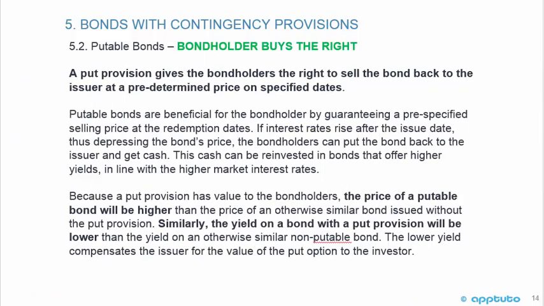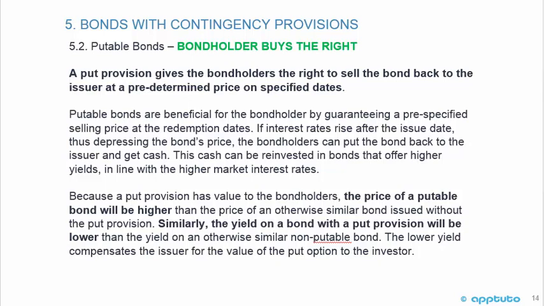So continuing with bonds with contingency provisions, we're now looking at puttable bonds. And I put here in bold green, the bondholder buys the right. So a put provision gives the bondholders the right to sell the bond back to the issuer at a predetermined price on specified dates. Puttable bonds are beneficial for the bondholder by guaranteeing a pre-specified selling price at the redemption dates. If interest rates rise after the issue date, thus depressing the bond's price, the bondholders can put the bond back to the issuer and get cash. This cash can be reinvested in bonds that offer higher yields in line with the higher market interest rates.